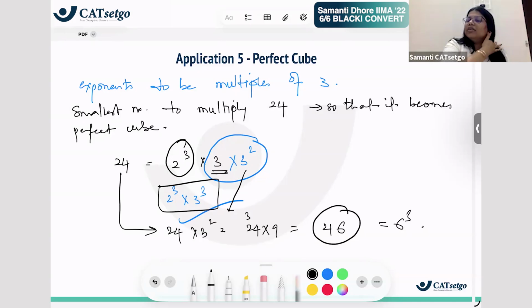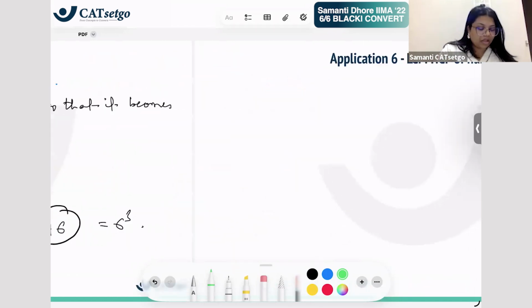So I'll have to make the exponents multiples of 3. And right now here exponent was 3 already, which is a multiple of 3. Here I'll have to make the exponent a multiple. Fair? Understood? Yes? Very, very good. Right? So these are the next two applications: what number should you multiply to a given number in order to make it either a perfect cube or a perfect square. Okay? So here also your prime factorization helps.